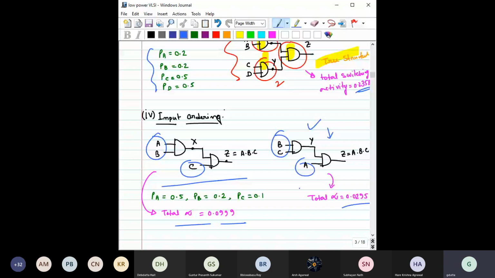Similarly, by changing the input ordering, you can significantly reduce the value of alpha, or switching activity. You can see here it was A, B, C, and this circuit was implementing A, B, C. Here we have changed it to B, C, and A, right? It is also implementing the same function, but see the value of alpha. There is a change. So by changing the input ordering, you can also significantly reduce the power dissipation.